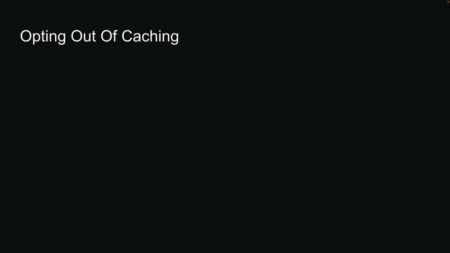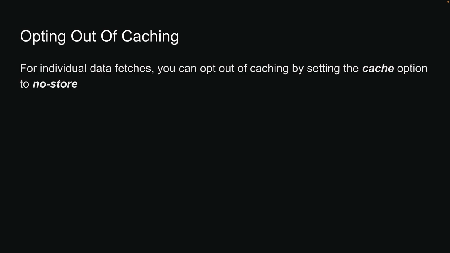Although caching is a highly effective method to optimize data fetching, there are scenarios where you might want to opt out of this default behavior. For individual data fetchers, you can opt out of caching by setting the cache option to no store. This ensures data is fetched directly from the data source every time fetch is called.